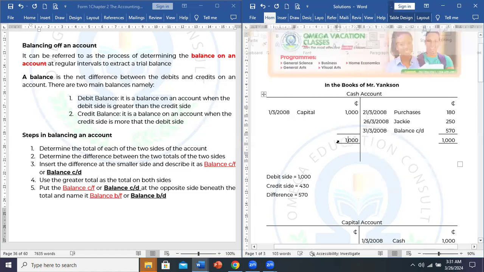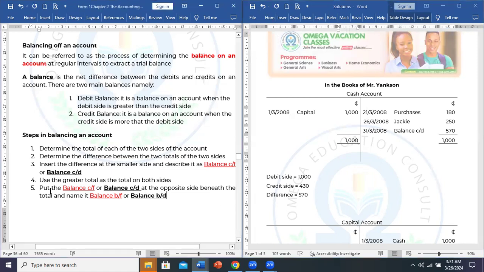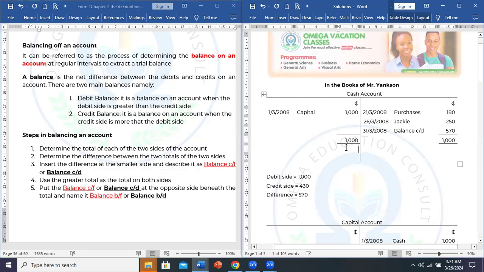So you see that I've used the bigger total as the total on both sides like this. Then the last point says to put the balance CF or balance CD at the opposite side beneath the total. So let me do it gradually. This is the balance CD. The step is telling me to put it on the opposite side. So the opposite side will be this side, under the total. So I have to come under this total on the opposite side and put that figure there, 570.